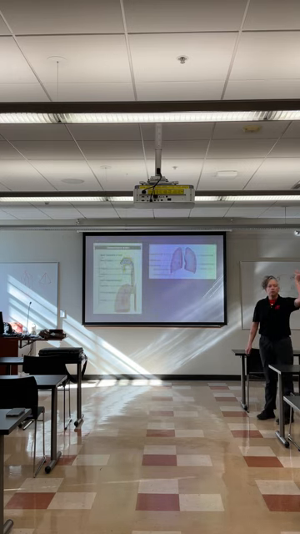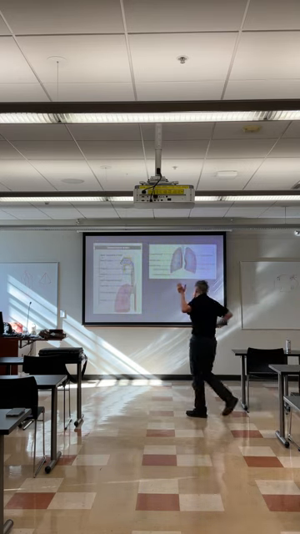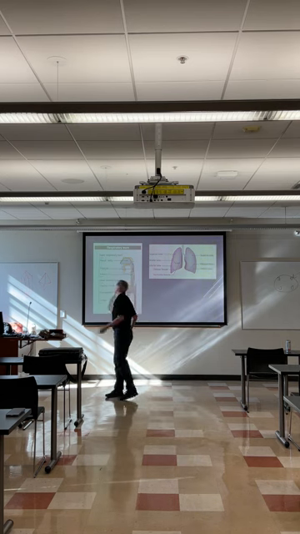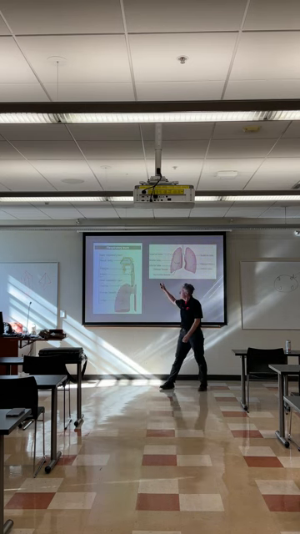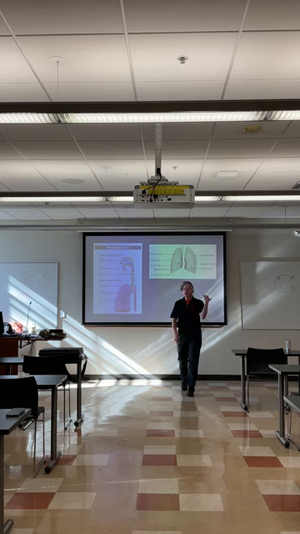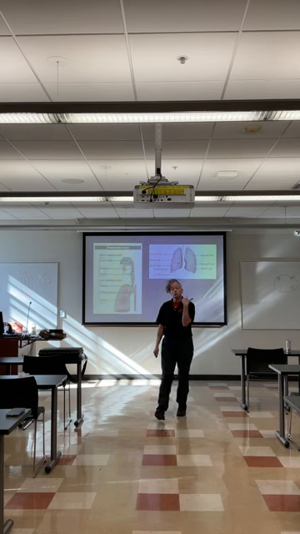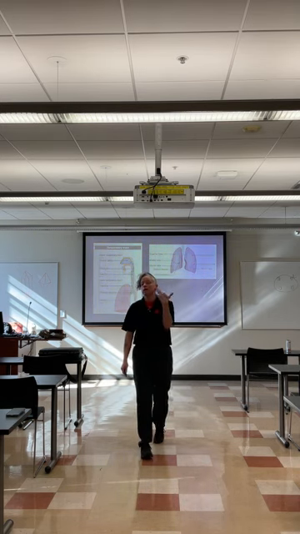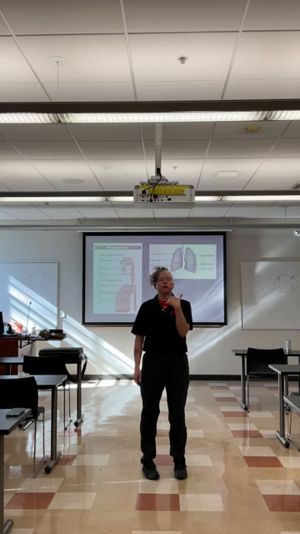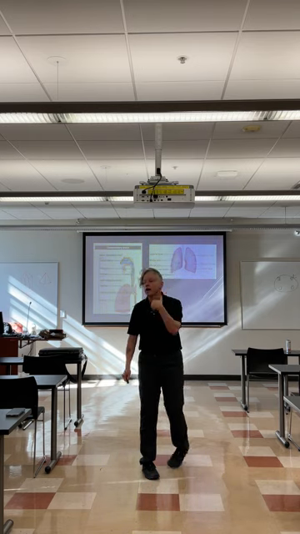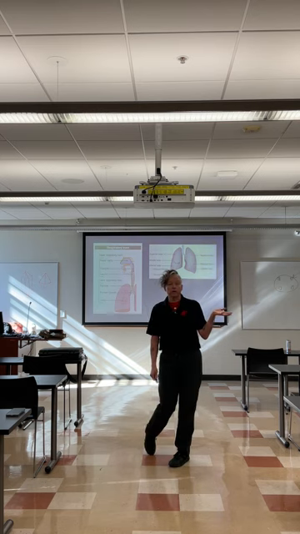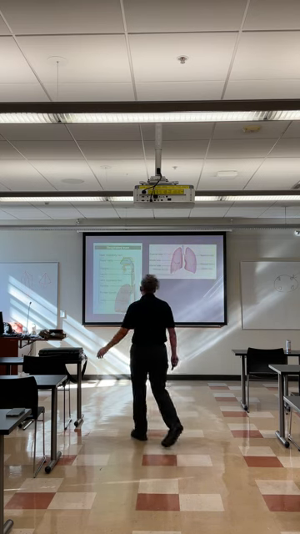What makes up the upper airway? Nasal cavity. Pharynx. Larynx. Where does it stop? At the epiglottis. What is right there underneath the epiglottis? Your vocal cords, right? So your larynx, that's your vocal cords. Your pharynx is the back of your throat. You ever heard, oh, you got pharyngitis? That's where the infection is.